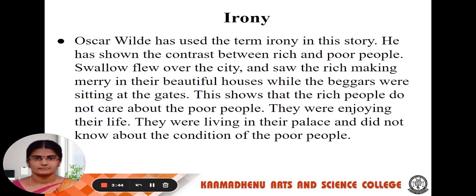Next is irony. Oscar Wilde has used irony in the story. He has shown the contrast between the rich and the poor, which is the irony. The rich people are living very happily in their beautiful houses, whereas beggars were suffering and starving for food at the gate. It shows that rich people do not care for poor people and were enjoying their life. It is the condition of poor people.